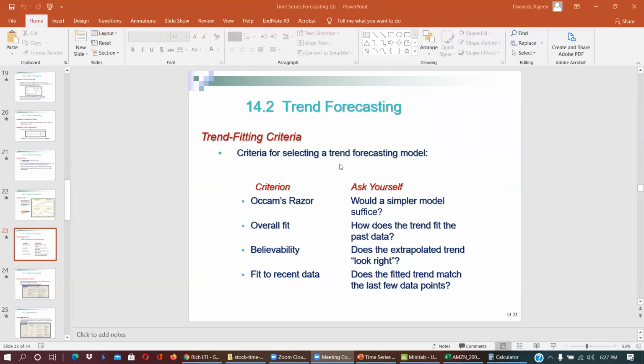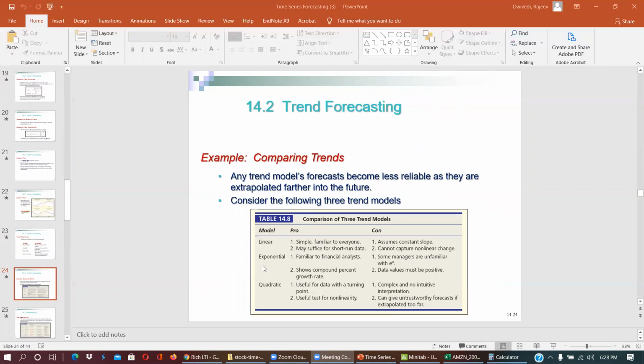Criteria for selecting the trend forecasting model, I have explained using Minitab, but as per theory: simpler models, sufficiency? Overall fit, how does the trend fit the past data? Believability, does the extrapolated trend look right and fit the recent data? So these are the trends: linear, exponential, quadratic, and we have one more here in our pros and cons.